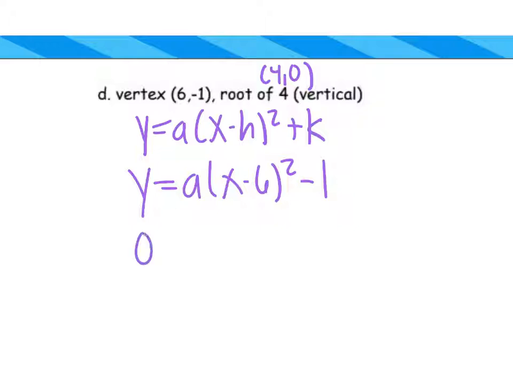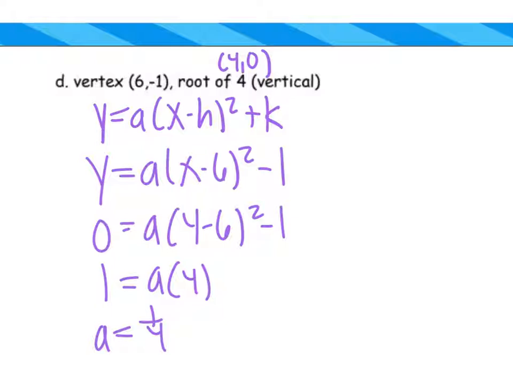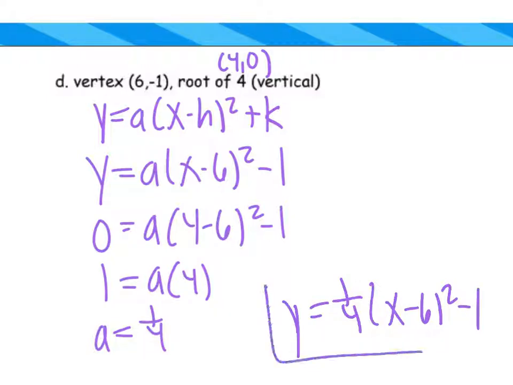So if I plug in 0 for y, 4 minus 6 is -2. -2 squared is 4. That gives me an a value of 1/4. So I can go ahead and plug that into my equation. So I would get y equals 1/4 (x minus 6) squared minus 1.